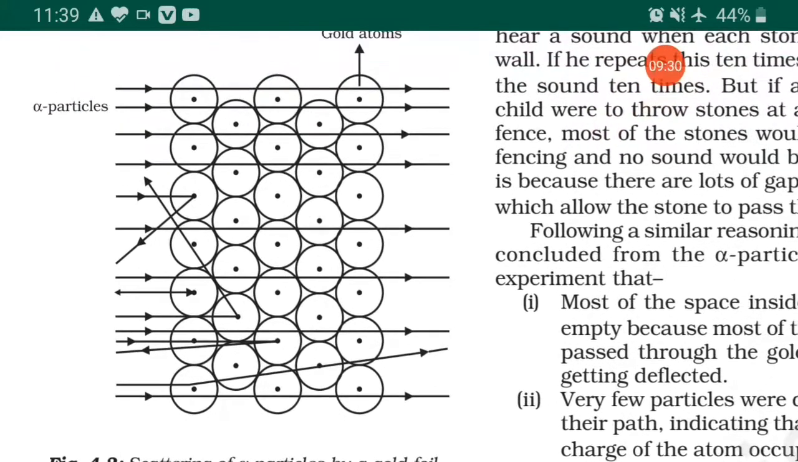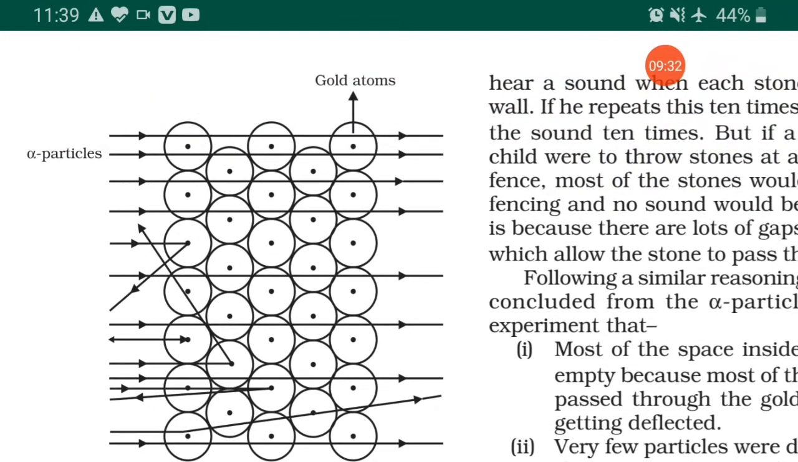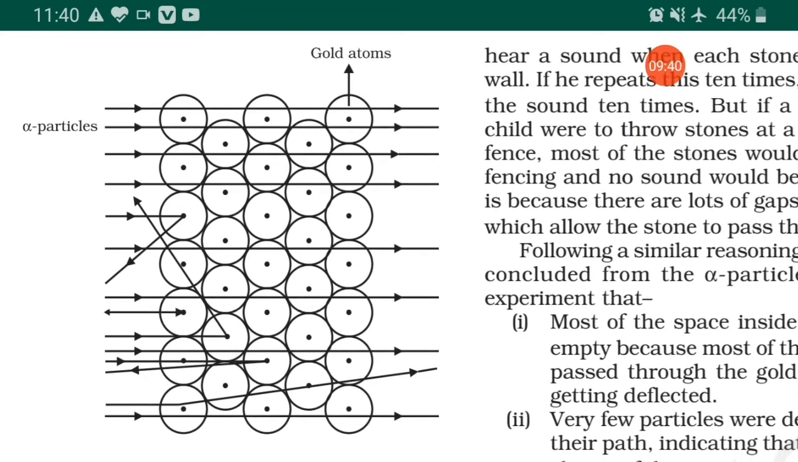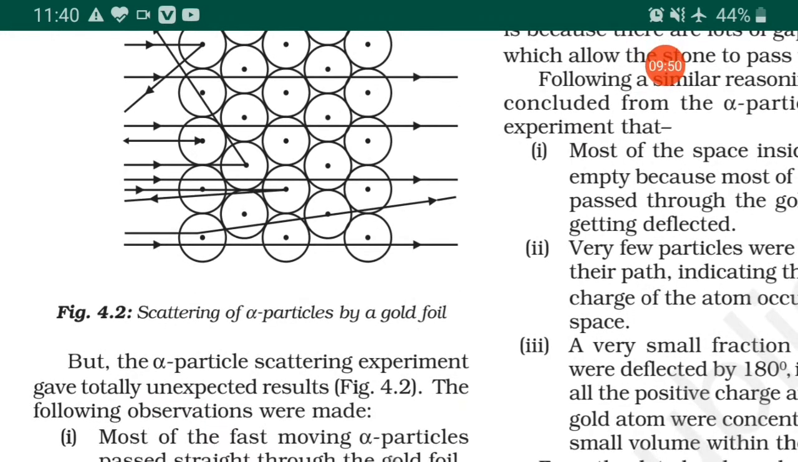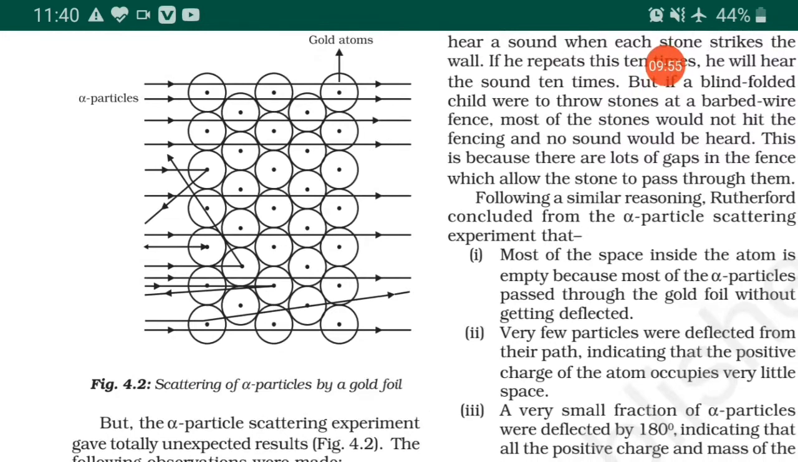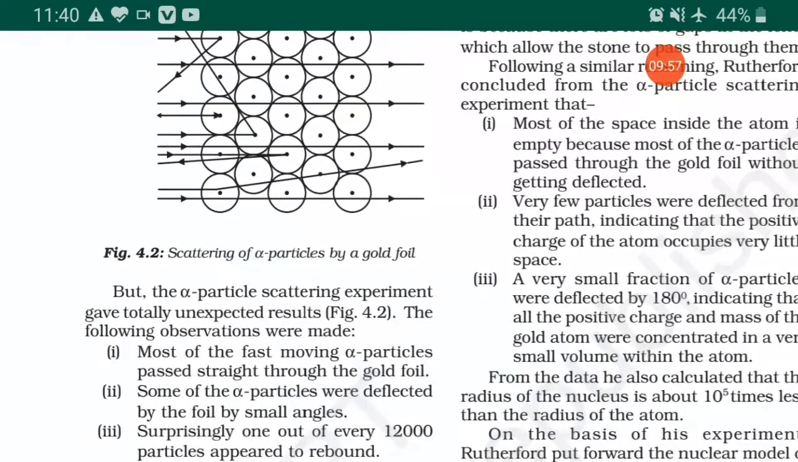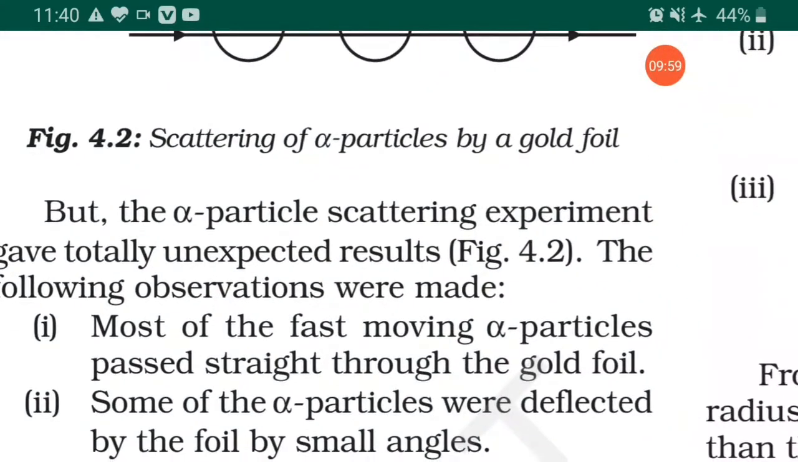So here are the alpha particles and gold atoms, with the gold foil in between. He observed that most of the particles passed through the atoms and some were deflected, and you can see here some were deflected in a haphazard manner. This is the scattering of alpha particles by a gold foil. If it is asked in the exam, you have to draw this diagram.